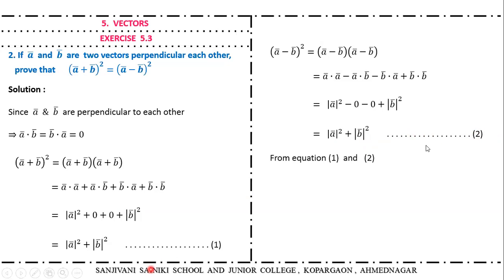So from equation 1 and 2, you can see that their right hand sides are same. And as their right hand sides are same, one can conclude that their left hand sides must be same. So we get a bar plus b bar bracket square is equal to a bar minus b bar bracket square.